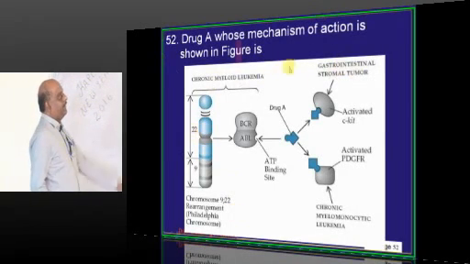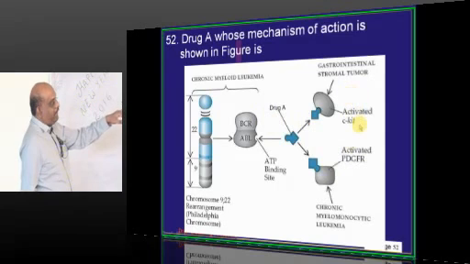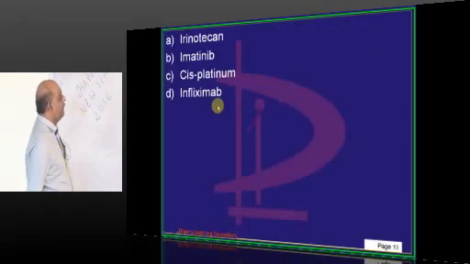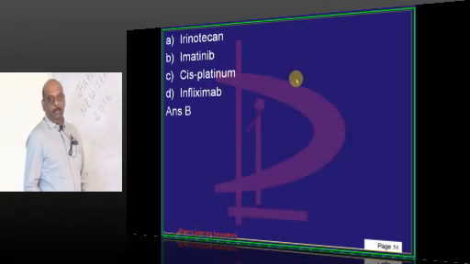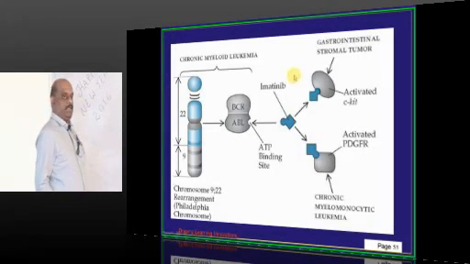Now doctor, which is the drug which inhibits the c-KIT and is also used in CML? Typically, imatinib mesylate has revolutionized the clinical management.